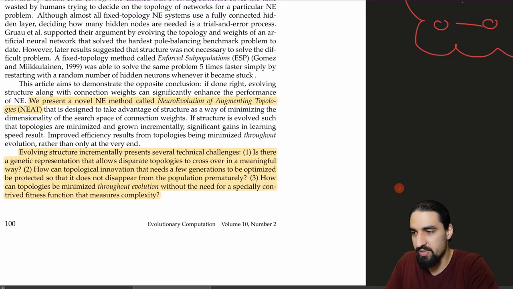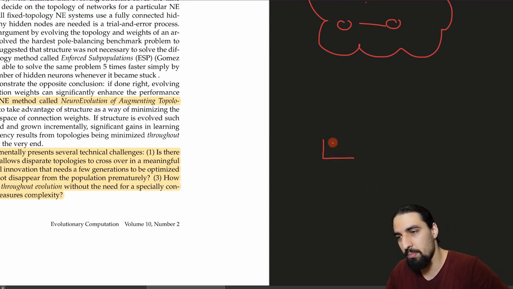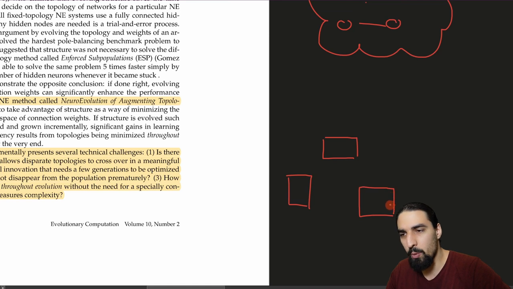So what they say here is the following. Imagine you have, again, a population of neural networks, and I'm just going to denote them by these simple rectangles for abstraction's sake, for simplicity's sake. So let's say we have three neural networks, these are just MLPs, so neural network 1, 2, 3. And let's say you mutate this one by adding an additional node here, okay?